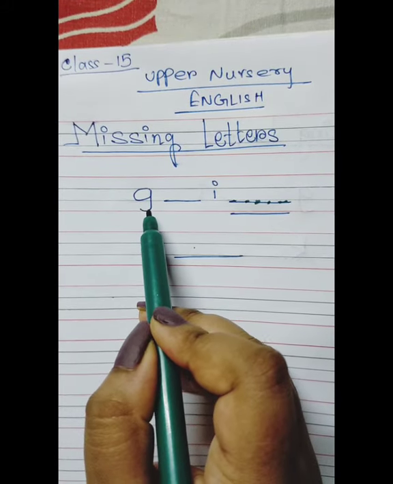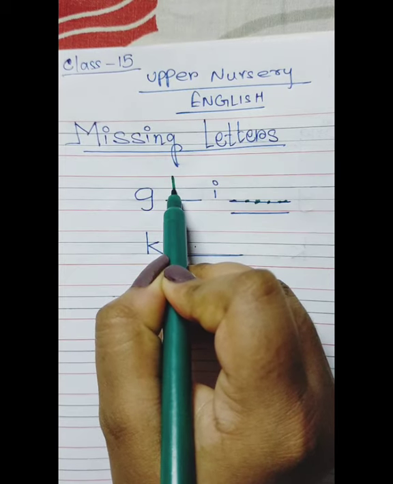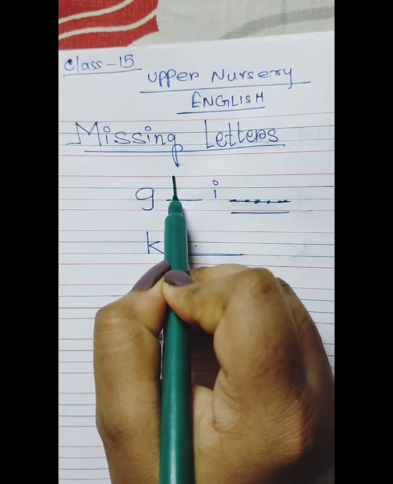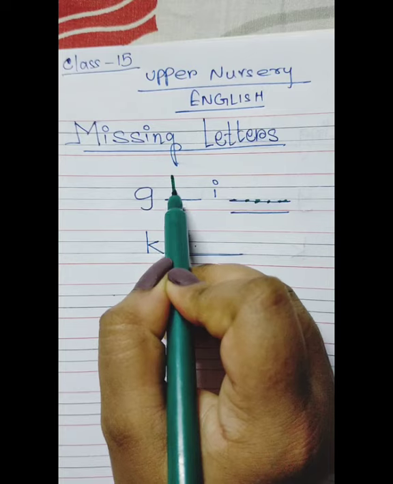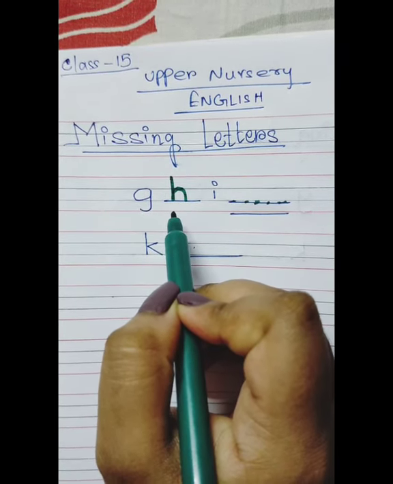So this is G. After G it comes H. How to write H? Make a standing line, then an inverted U. So see, H I made.